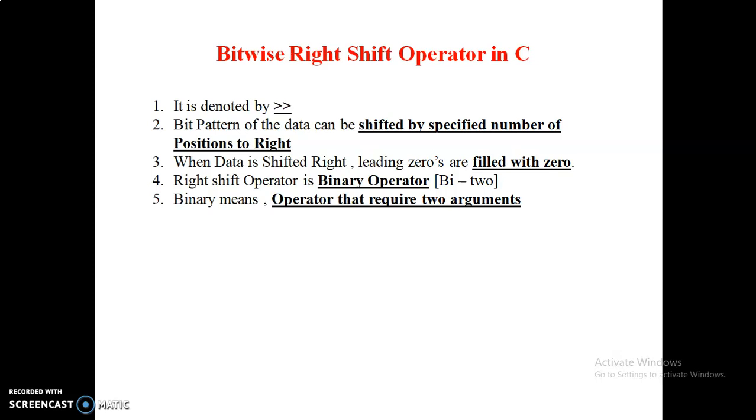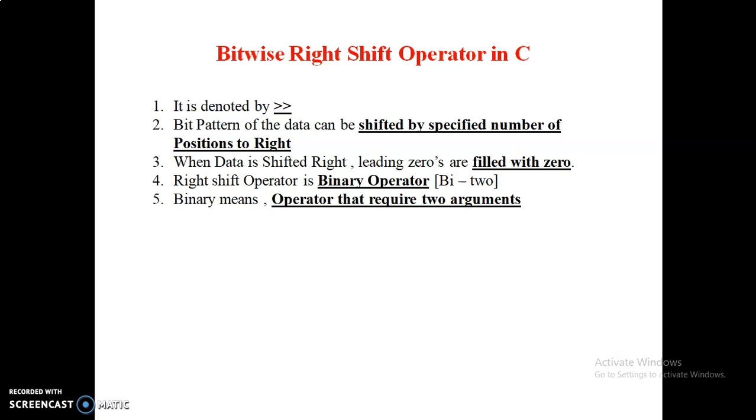Bitwise right shift operator. It is denoted by the symbol of two greater than signs, because a single greater than symbol is already used in relational operators. So the compiler wants to differentiate the two. So in C, the shift right operator is written using two greater than symbols. Okay. How the bitwise shift happens here is, the bit pattern of the data is shifted by a specified number of positions to the right. Here the bits are moved towards the right.